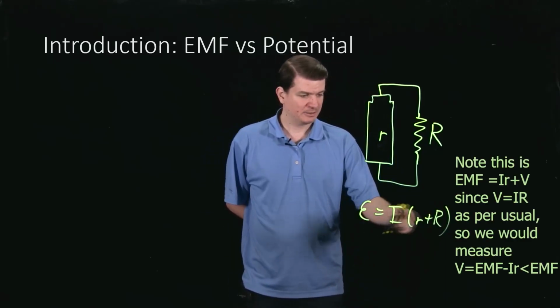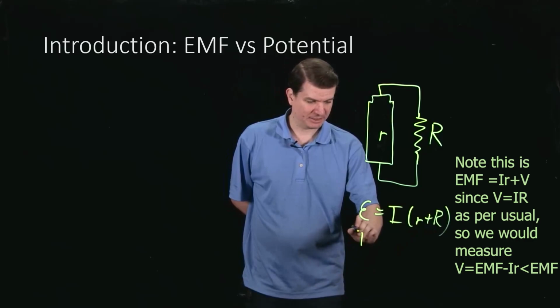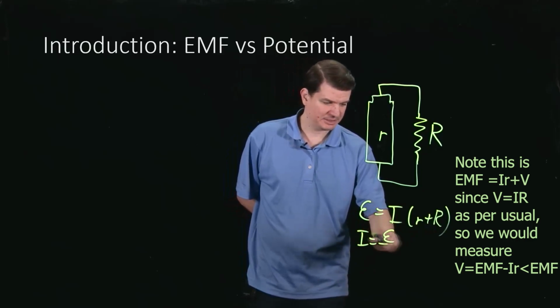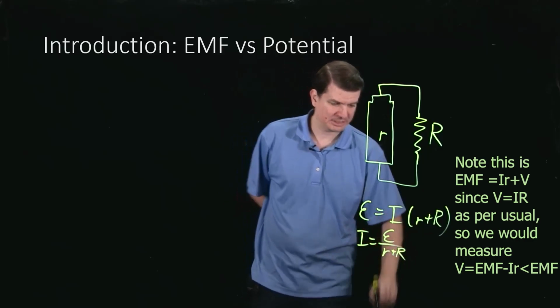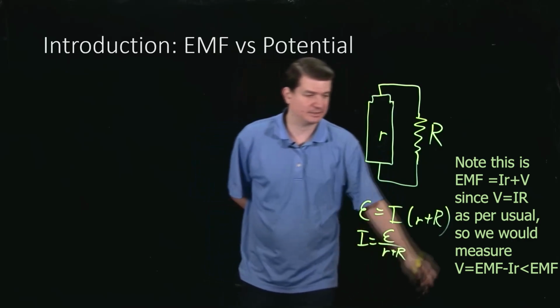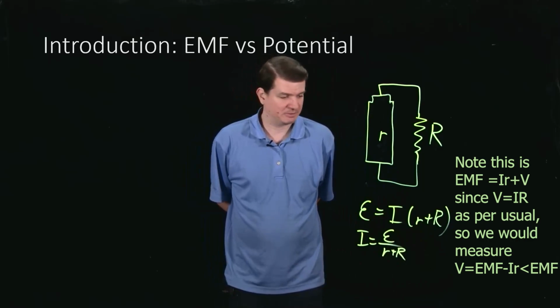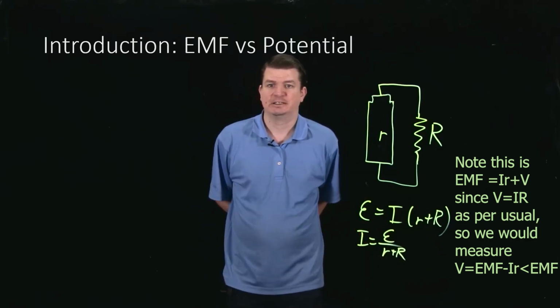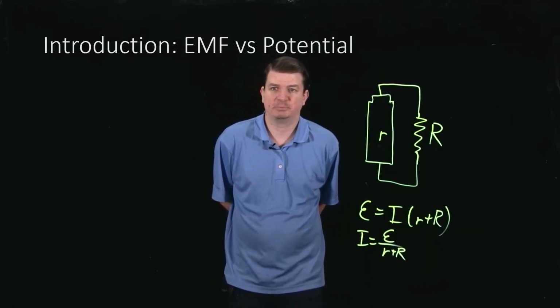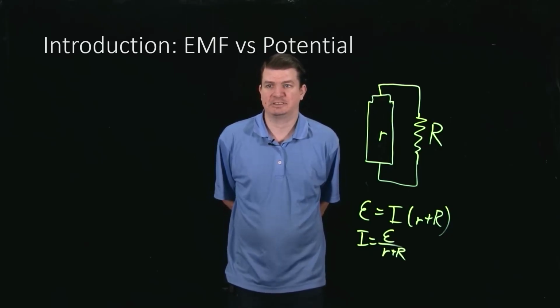And therefore, what do we have? We have that the current in this circuit is the EMF over R plus r. Okay, because that is the total resistance in our circuit. They're in series. And so we have this sort of expression for what's going on in terms of the current for this real battery that actually has some internal resistance.